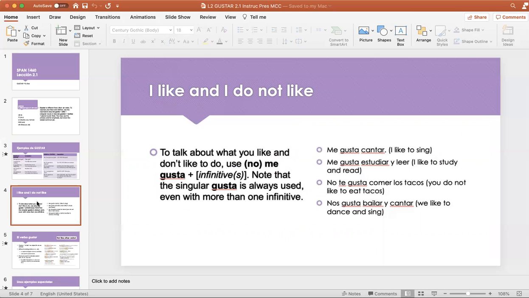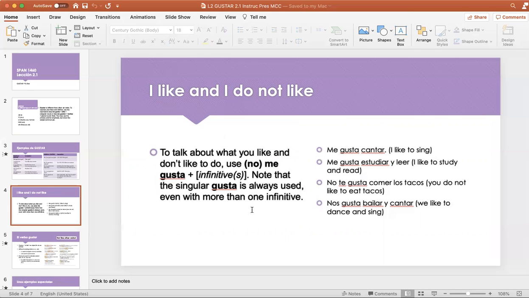And we actually got familiar with the verbo gustar last week in the tutorial of the verbos de ar. So if you want to go back and just review that video lecture and the notes, that will be a great review. So again, I like and I do not like. So what do we use the verbo gustar for? To talk about what we like or what we don't like.